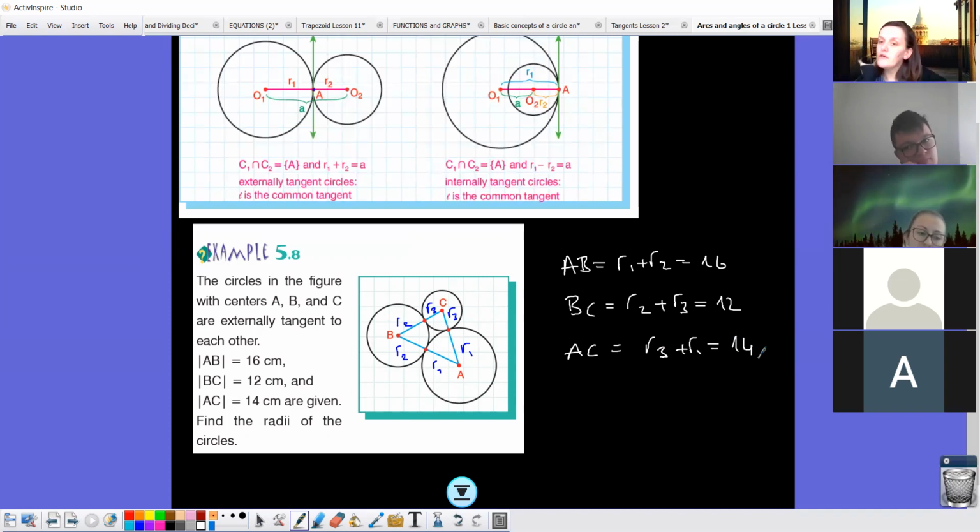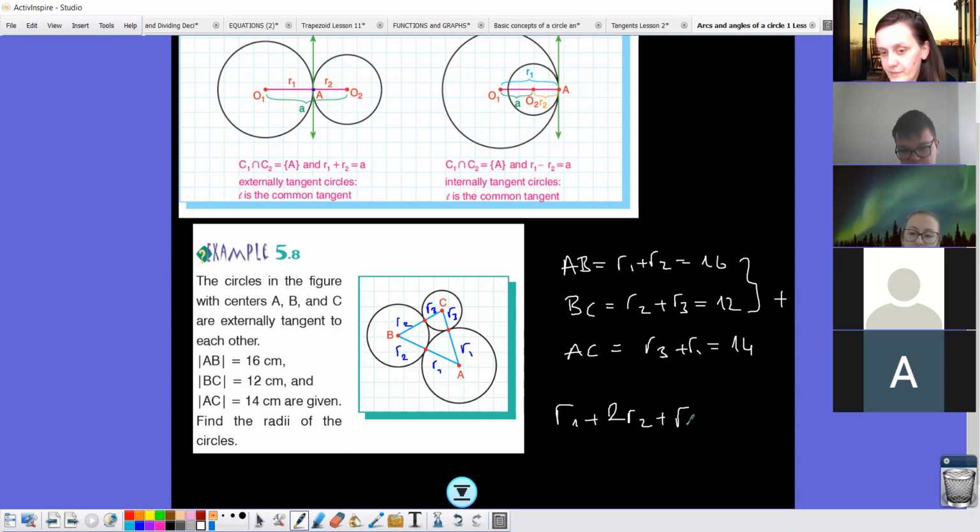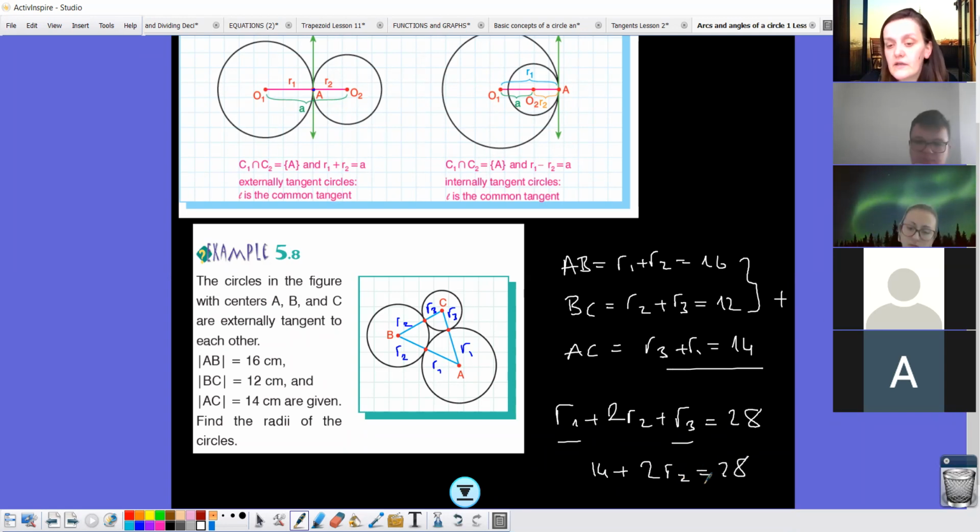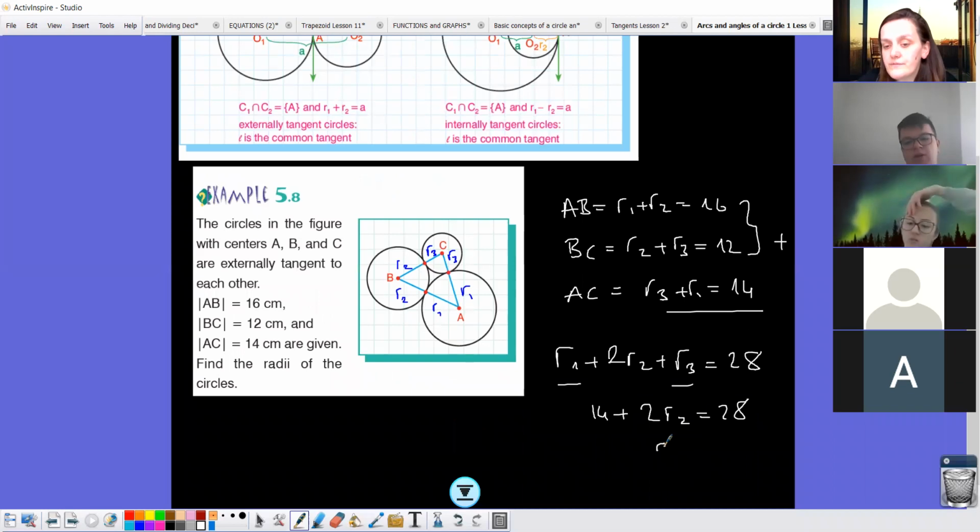Now we have 3 equations and 3 unknowns. If I use the first 2 and add them, I get R1 plus 2R2 plus R3 equal to 28. I know R1 plus R3 is 14, so it's 14 plus 2R2 equals 28, so 2R2 is 14, and R2 is 7.